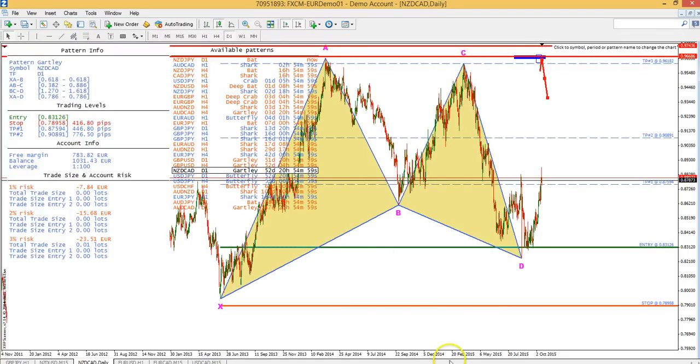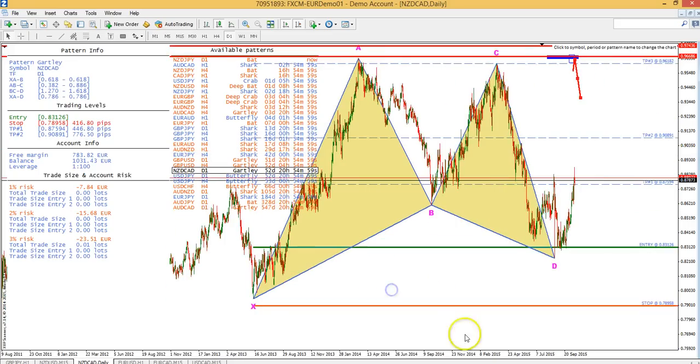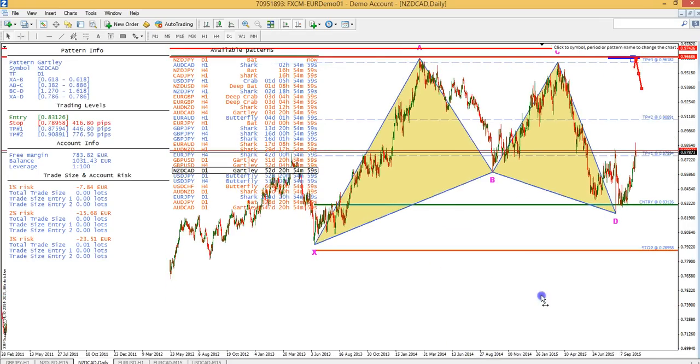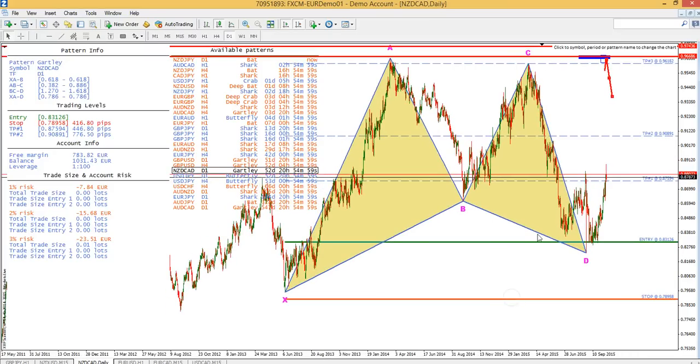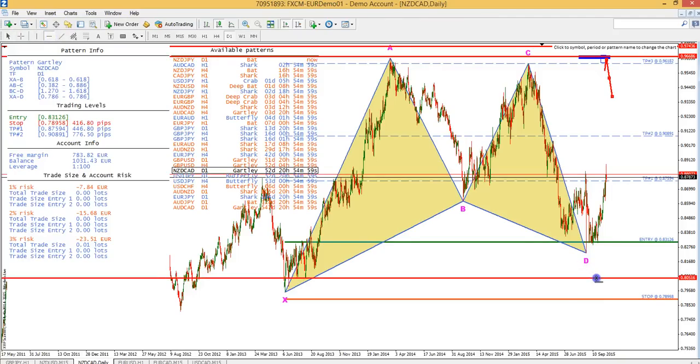NZD CAD. This is the daily chart. Let's zoom out a little bit. I can't really see it too much. Okay, this entry isn't bad, which is the entry I'm talking about, right here. But the most ideal entry probably would have been down here. That would have been beautiful. Around this area right here would have been a very nice buy zone, right?